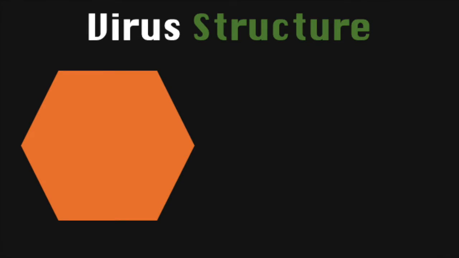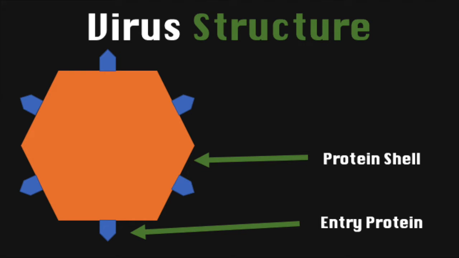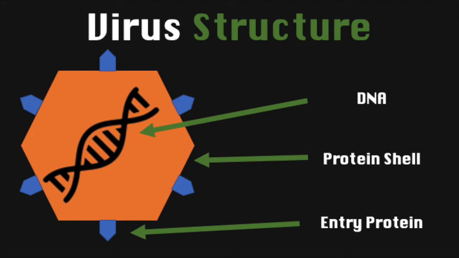If we look at the structure of a virus, the structure of a virus is really simple. It's made out of a protein shell, and then there's little smaller proteins along the outside of that shell that are called entry proteins. And then inside of that protein shell is just some DNA. An analogy I like to use is that a virus is just a protein box with DNA inside of it.